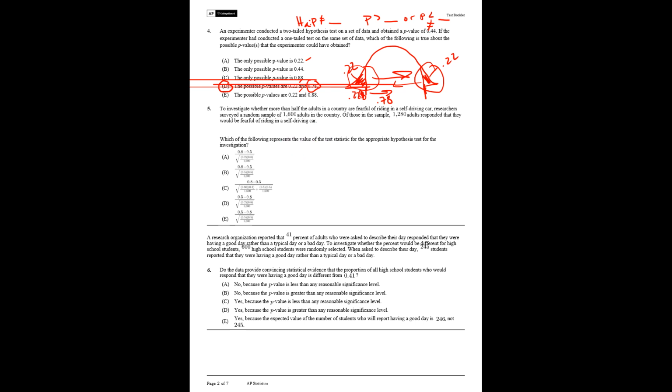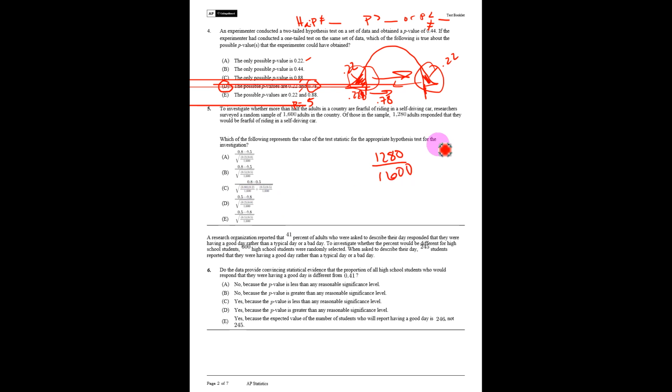Apologize. Okay, question 5. To investigate whether more than half of the adults in the country, so more than half, that means P is 0.5. Researchers surveyed a random sample of 1,600, and of those, 1,280 responded they would be fearful of riding a self-driving car. So we need 1,280 over 1,600.